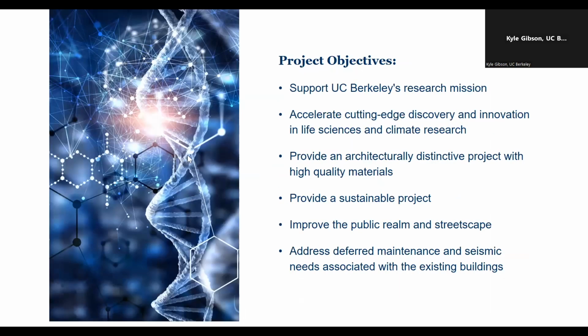The project objectives include supporting UC Berkeley's research mission, accelerating cutting-edge discovery in life science and climate research, providing an architecturally distinctive project with high-quality materials, and providing a sustainable project, which specifically includes all-electric buildings, and that the project will be designed to achieve or exceed a minimum LEED Gold rating. Other objectives include improving the public realm and streetscape, and addressing deferred maintenance and seismic needs associated with the existing buildings.